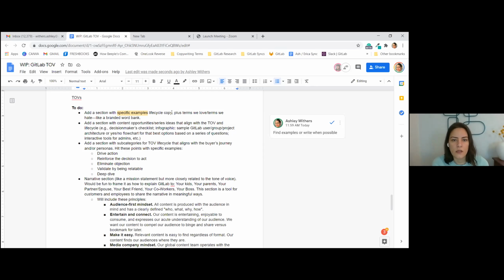So let's see. Adding a section with content opportunities and series. This is something I had mentioned before, but I could provide suggestions of different types of content that could help bring the tone of voice one step further. One thing that I think would be really cool is an infographic that helps an admin who's in the decision-making process look at what type of architecture would be best for their user setup or group setup project.